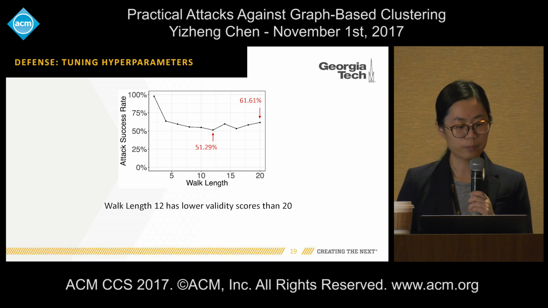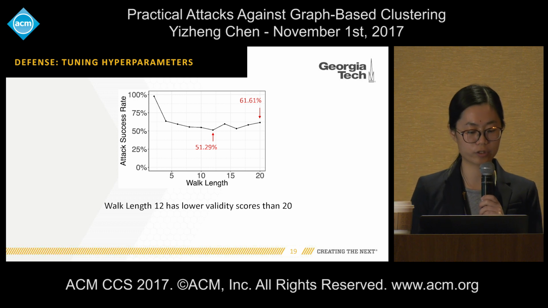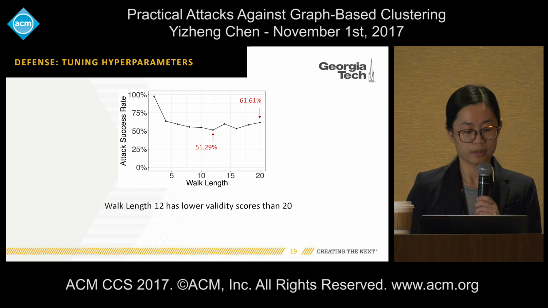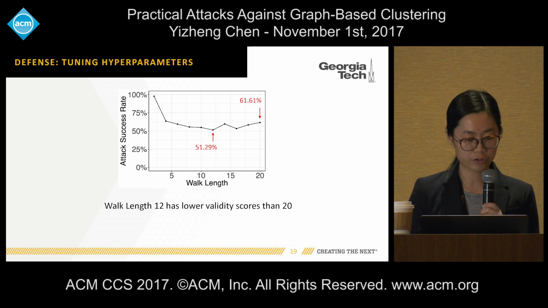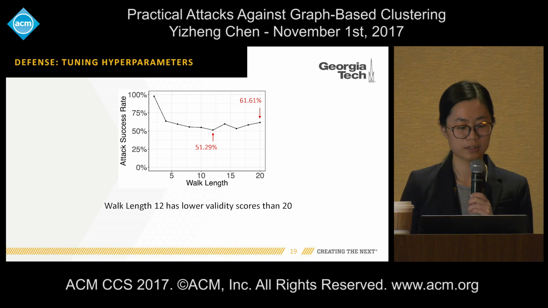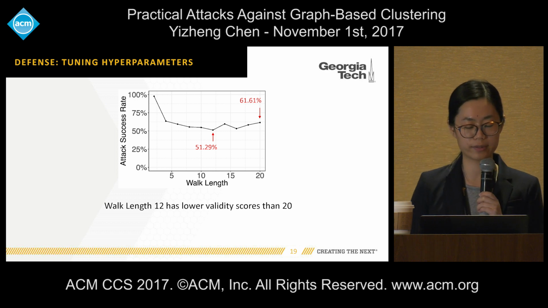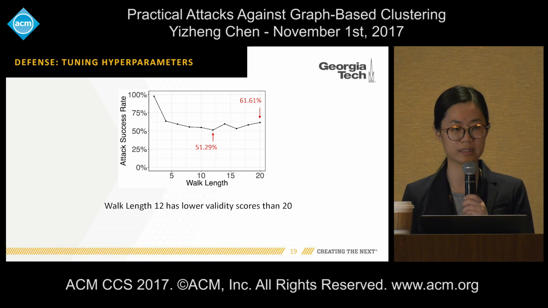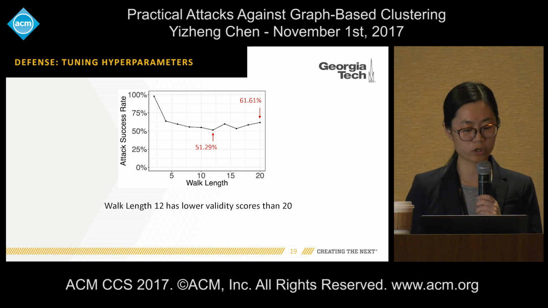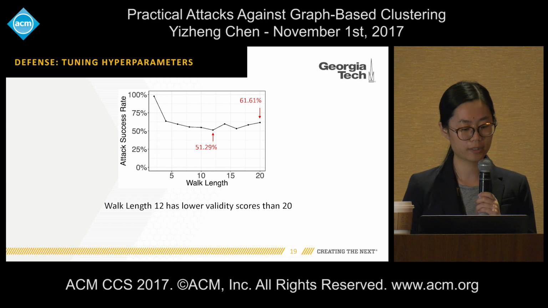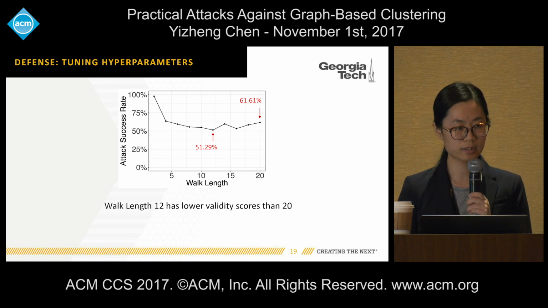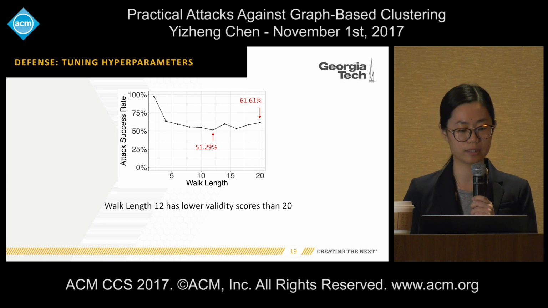Similarly, we can tune the walk length hyperparameter in Node2Vec as well. This plot shows that walk length 12 has a lower attack success rate than walk length 20, so it should be preferred if we care about the robustness of a clustering system. However, we chose 20 to begin with because walk length 12 has a lower validity score than 20. Validity score indicates the accuracy in clustering, and that's the traditional way of choosing the hyperparameters.